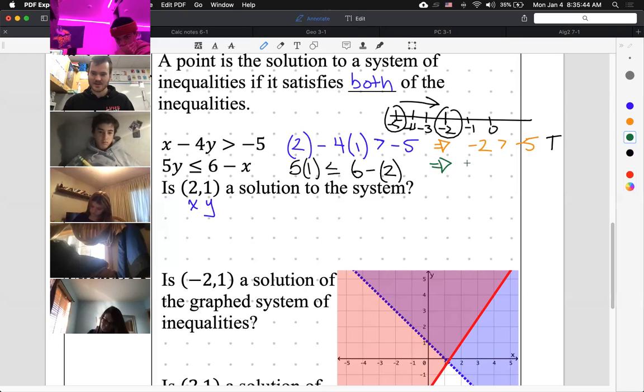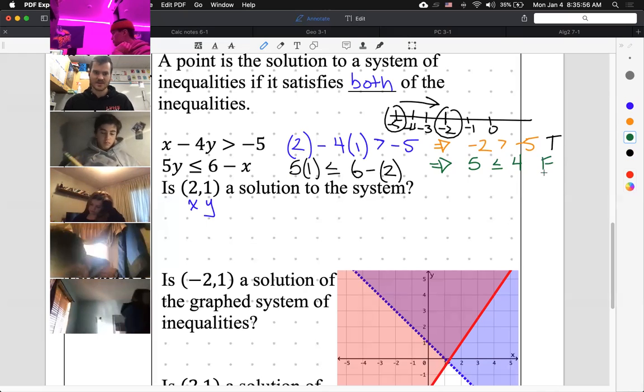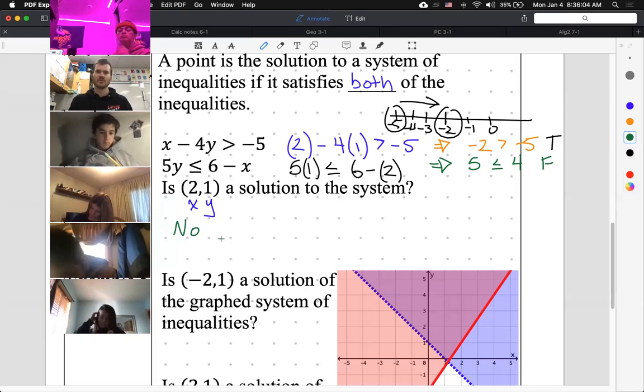Simplifying 5 times 1, oh, that's easy, that's 5. I'll copy down the less than or equal to, and 6 minus 2 is 4. Is 5 less than or equal to 4? No, 5 is bigger than 4, so that's false. Because this 2, 1 did not work for both of them, the answer is no. It has to work for both of them.